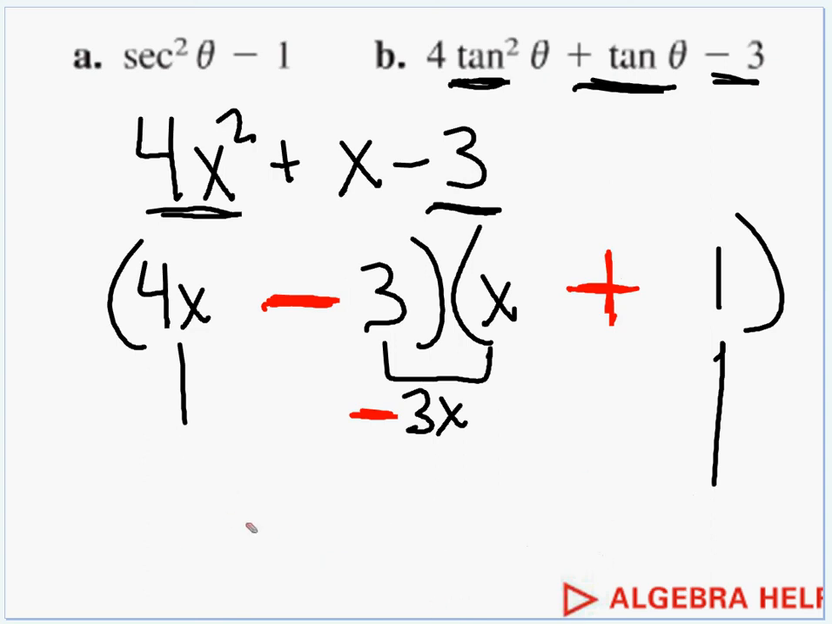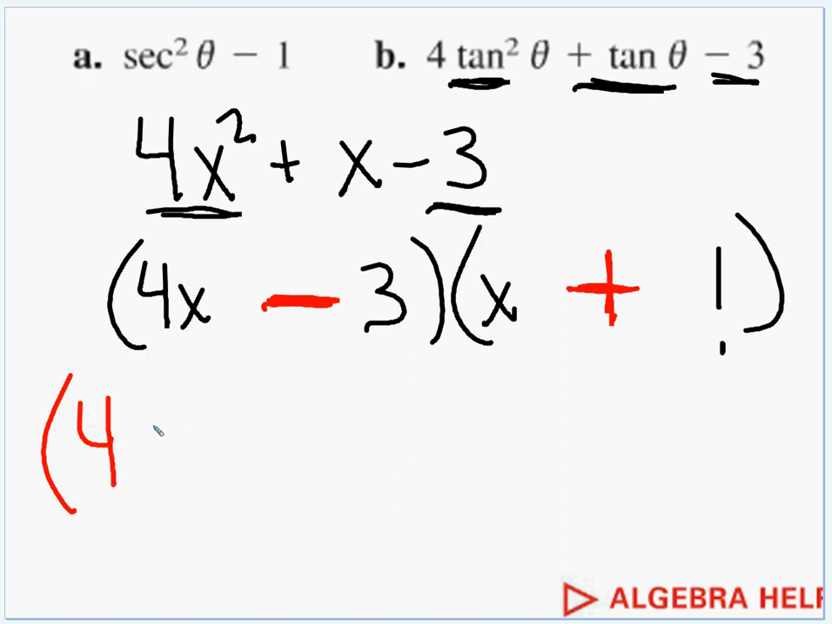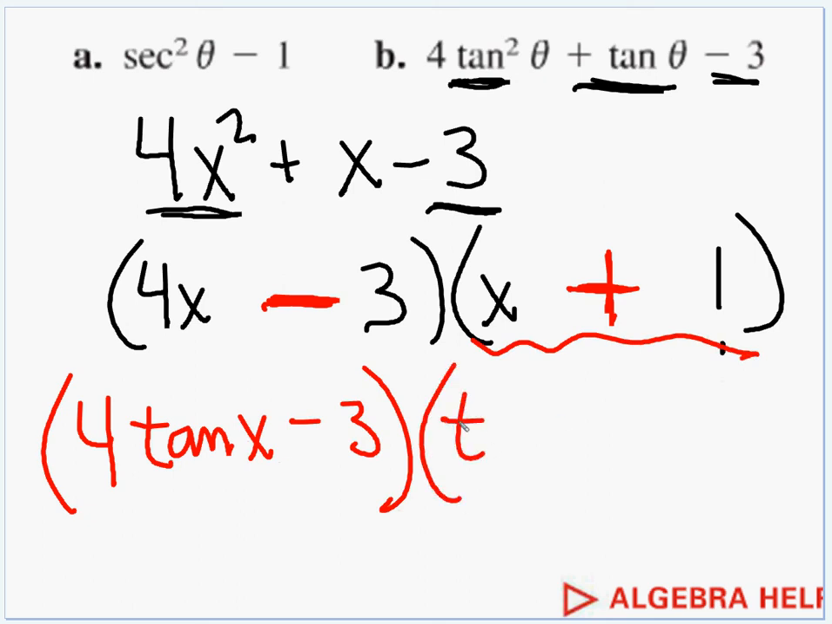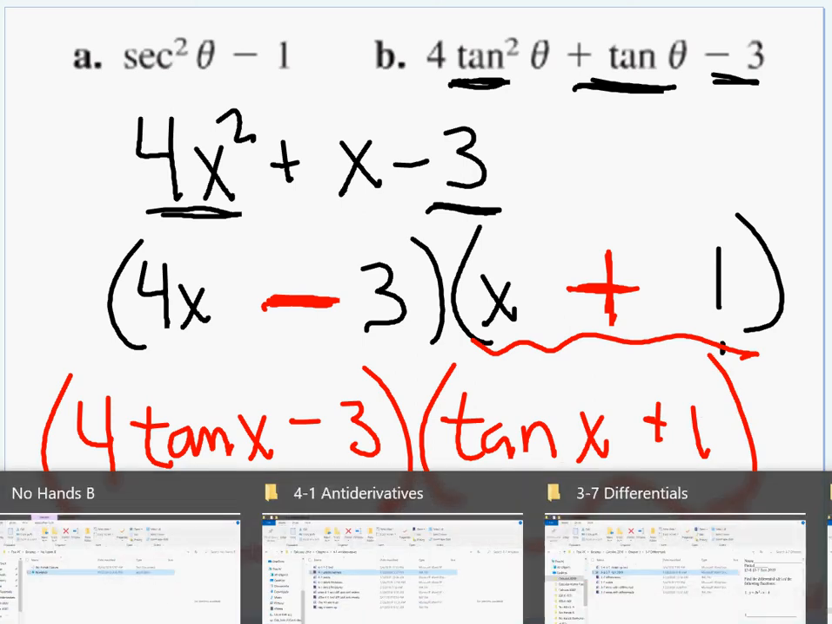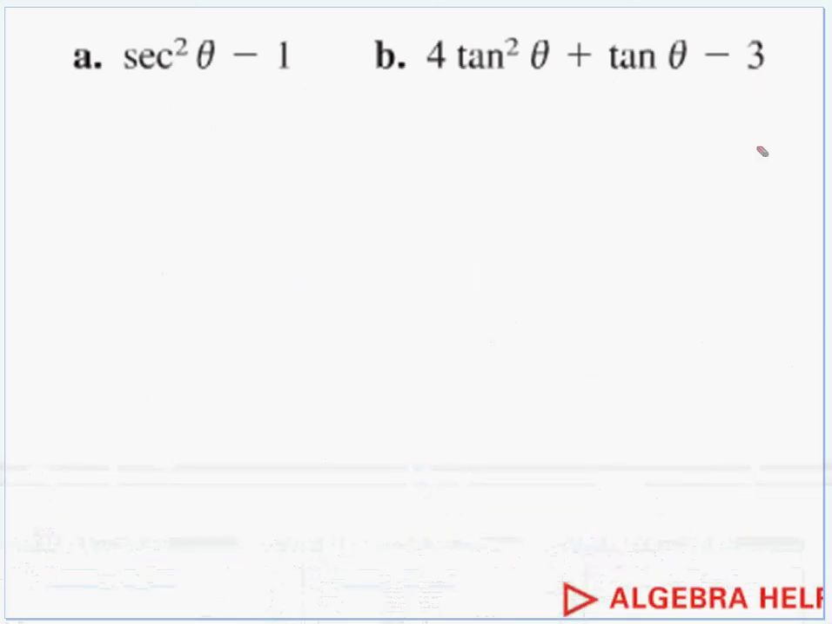Okay, since I've done it now with the x's, I can now put back in the tans. So this 4x minus 3 is really 4 tan of x minus 3. And x plus 1 is going to be the tan of x plus 1. And it's factored. Okay, what's this algebra help down here?